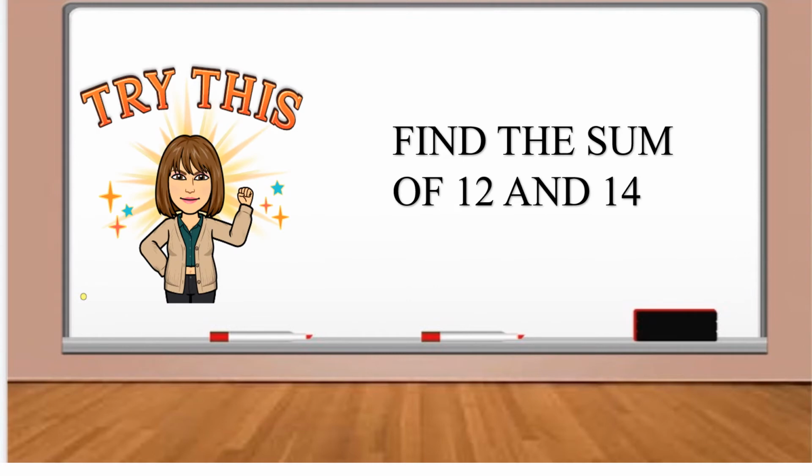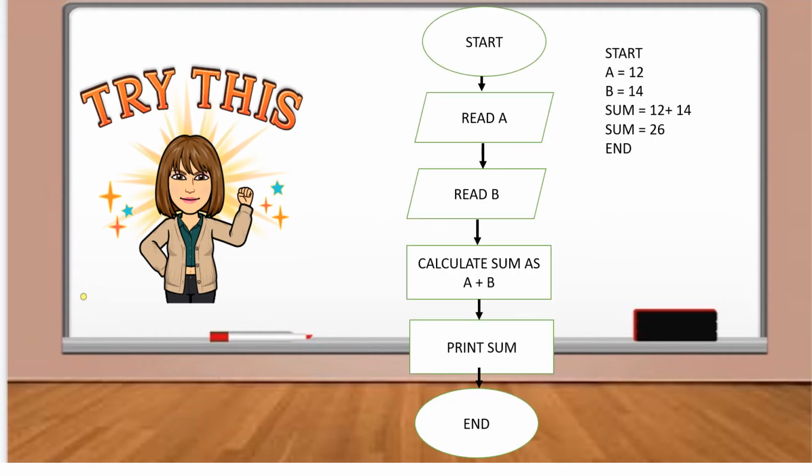Let us try this exercise. Using the flowchart symbols, find the sum of 12 and 14. To answer the given problem on how you will add 12 and 14 using the flowchart symbols, you will need one oval for start, two parallelograms for input, two rectangles for process, and one oval for end.